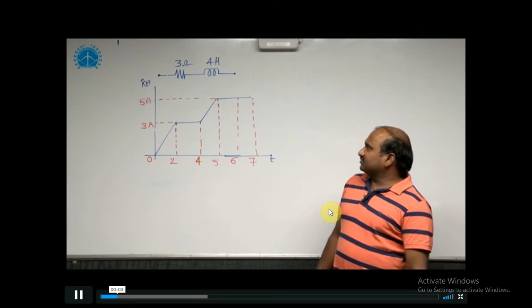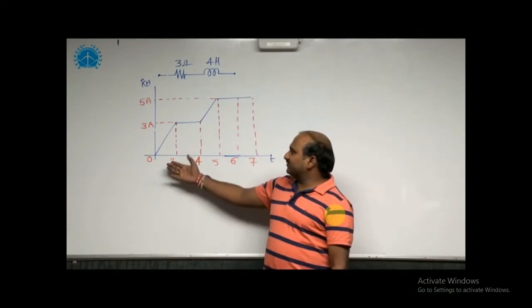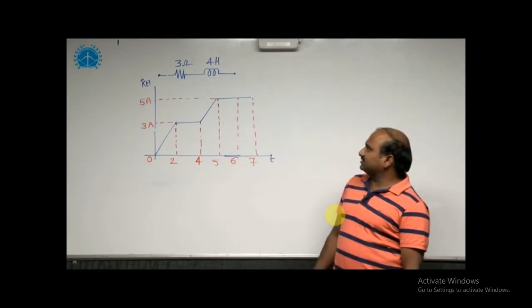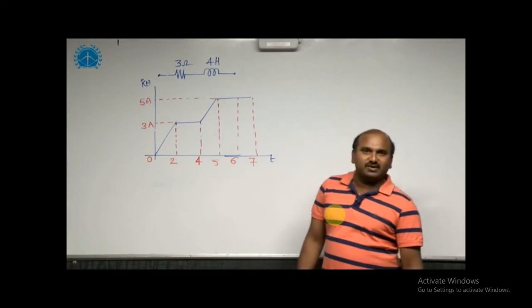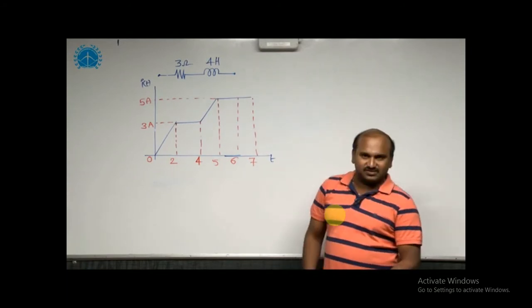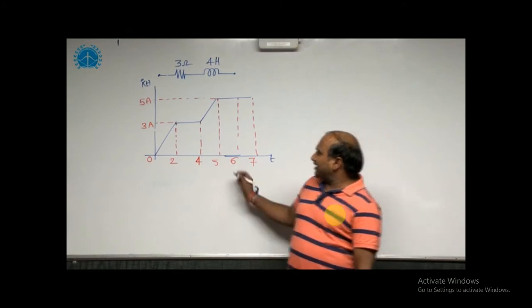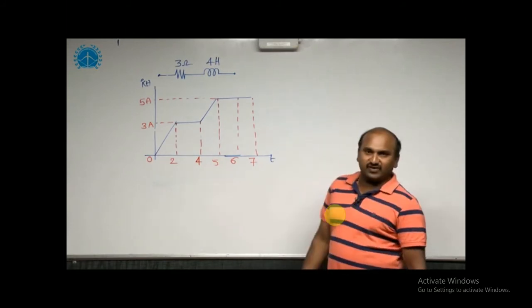Right. From this, we need to estimate for a coil. The applied current variation is given from 0 to 7 seconds. We need to estimate how much energy is stored by the inductor up to t equal to 6 seconds. Now, at t equal to 6 seconds, the current passing through the inductor is equal to 5 amperes.